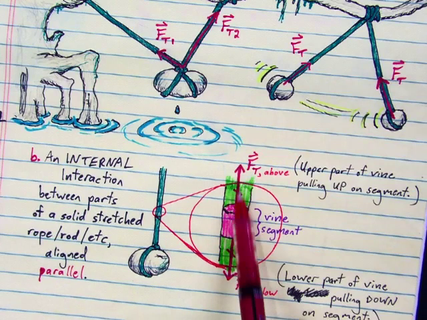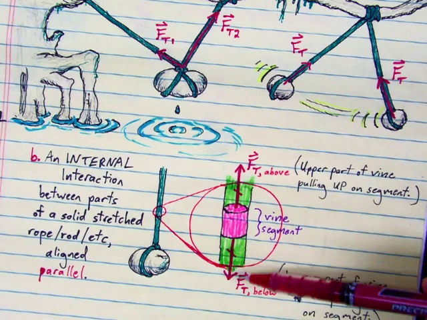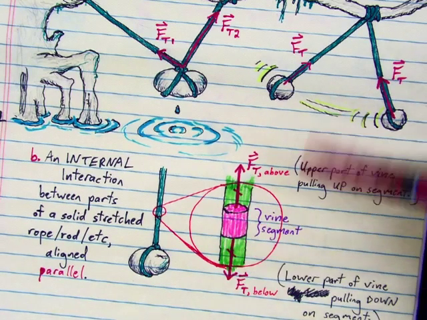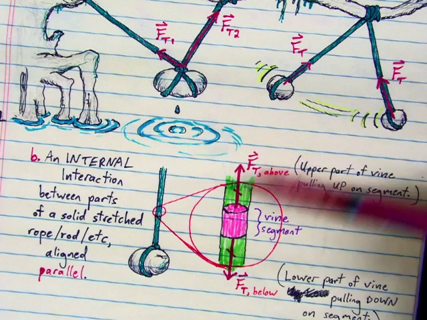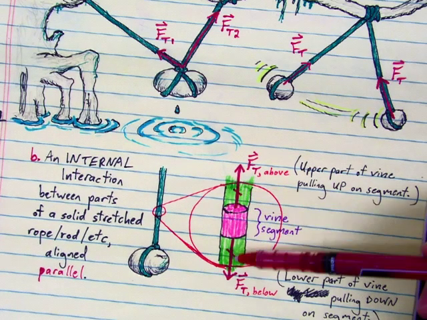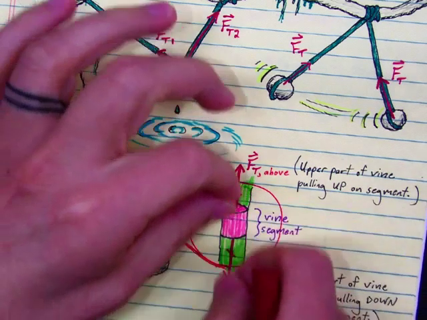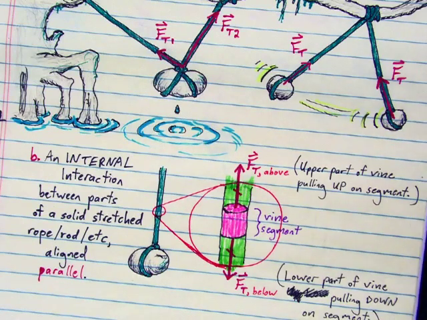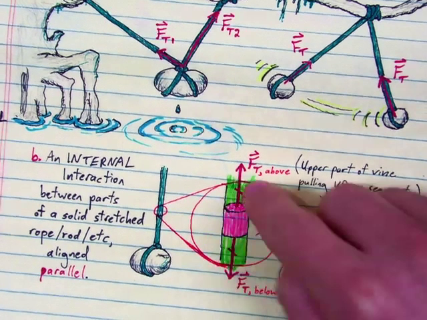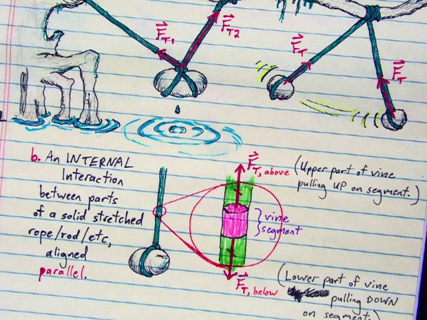The upper part of the vine is pulling upward on this little segment. The lower part of the vine is pulling downward on this little segment, and we would call those forces of tension also. If the vine's at rest, then this segment feels equal and opposite forces of tension from above and below, canceling out. That's tension internally within the vine or the rope itself.